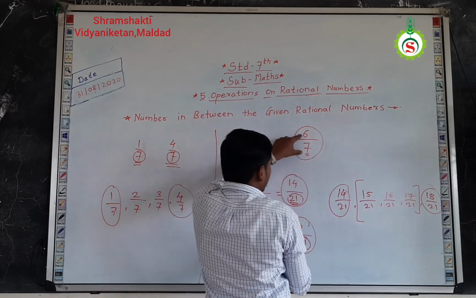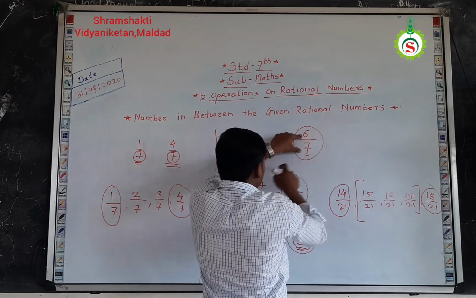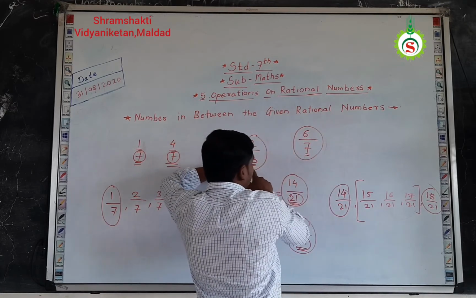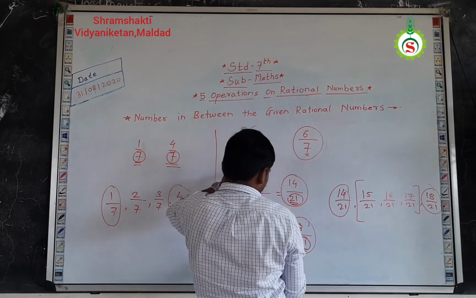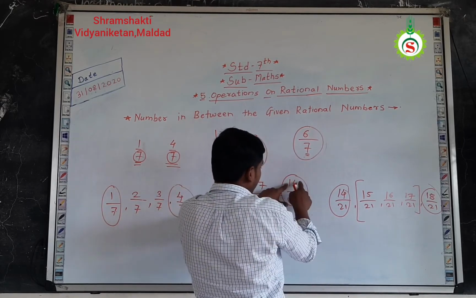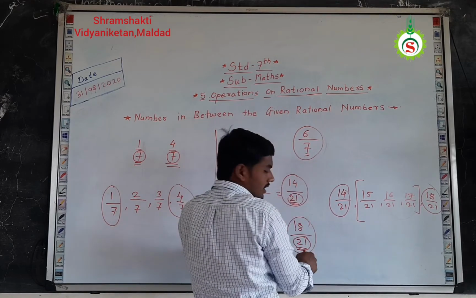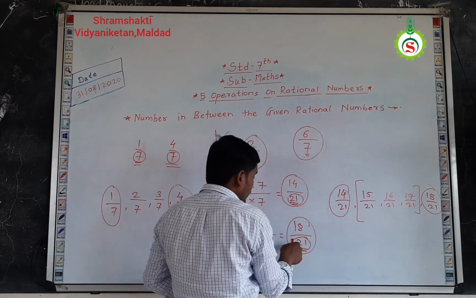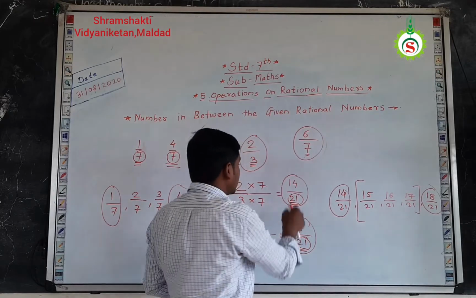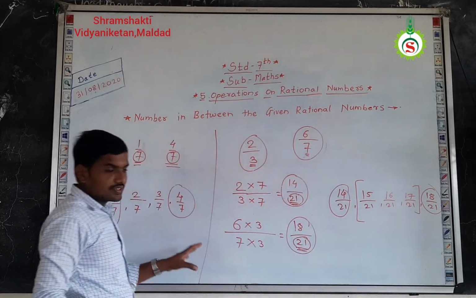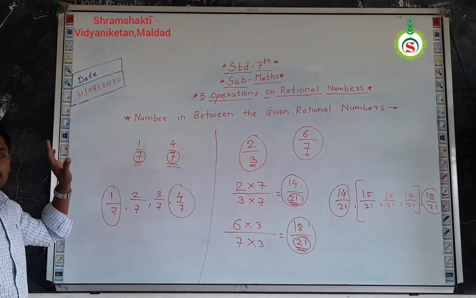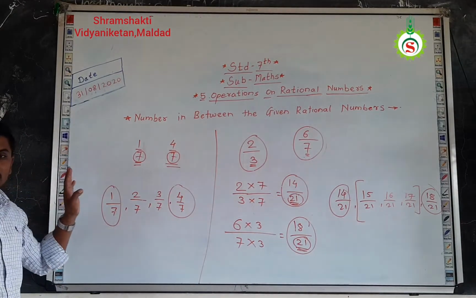And for the second number, we will multiply the numerator and denominator by the denominator of the first. So 6 threes are 18 and 7 threes are 21. So the numbers become 14 by 21 and 18 by 21. The denominators of both numbers are the same, so I can easily write down the numbers in between the two numbers. Okay, that is the idea of finding rational numbers in between the given numbers.